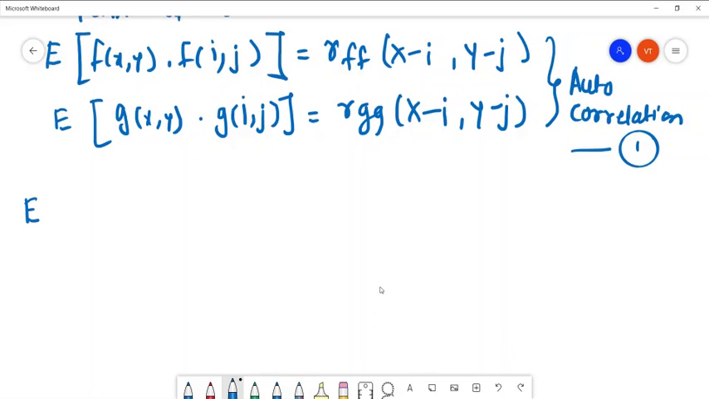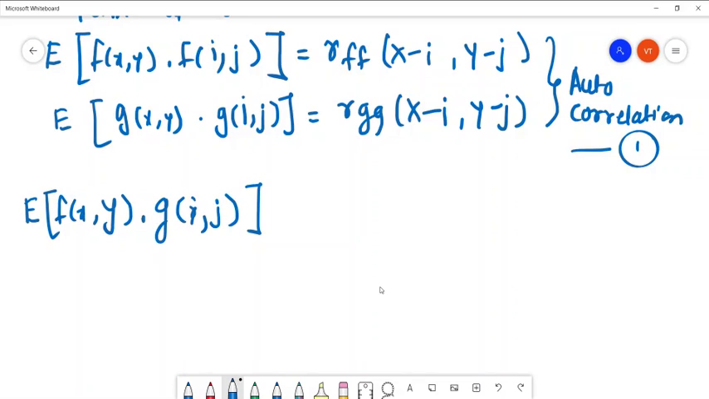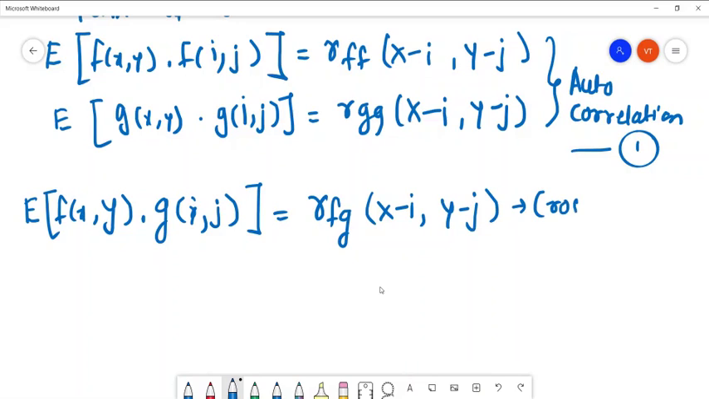The expectation of this means this is what? This is also a correlation but between different signals. So this is called cross correlation, of x minus i, y minus j. This is known as cross correlation.